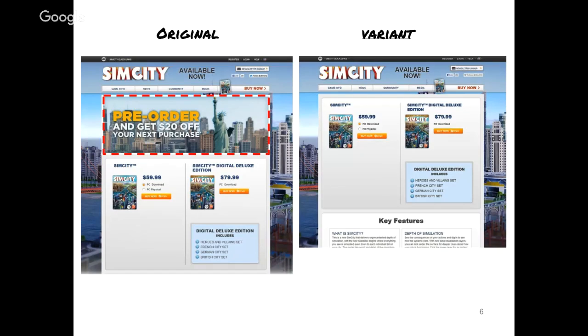2 versions that they were testing. On the left-hand side here, they have a nice big ad at the top. And then on the right-hand side, they did not. And they wanted to see, well, can we drive people? Will this ad work successfully in getting people to order more copies of the game. So they ran them both in an A/B test.